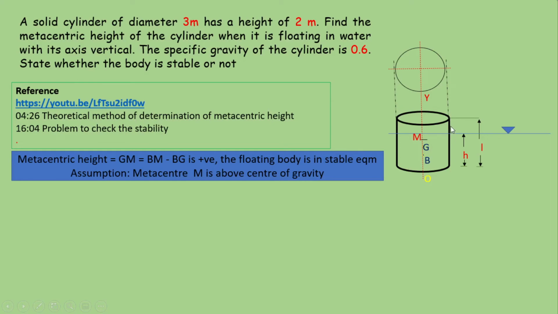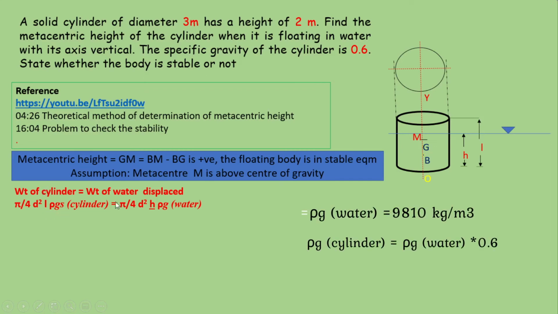That is equal to the volume of the cylinder multiplied with the specific weight of the material of the cylinder. Specific gravity of the cylinder is given as 0.6, multiplied with the specific weight of water, which will give you the specific weight of the material of this cylinder. Volume of the cylinder is equal to pi by 4 d square L. Pi by 4 d square is the cross section area, multiplied with L gives the volume of the cylinder, multiplied with the specific weight of the cylinder. That will give you the weight of the cylinder, which is equal to the weight of water displaced.